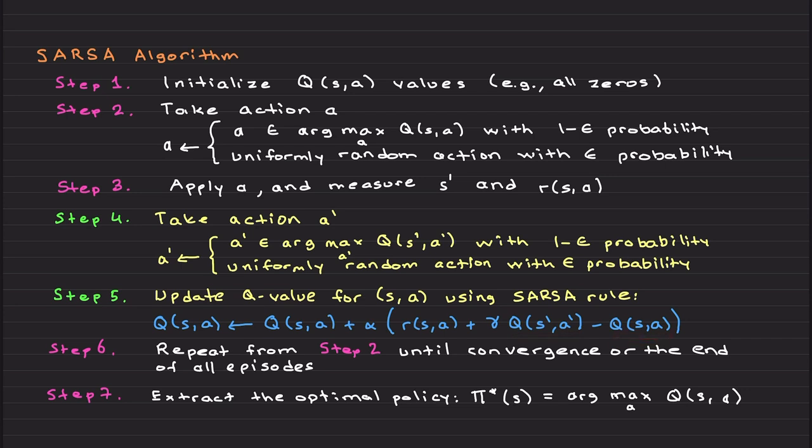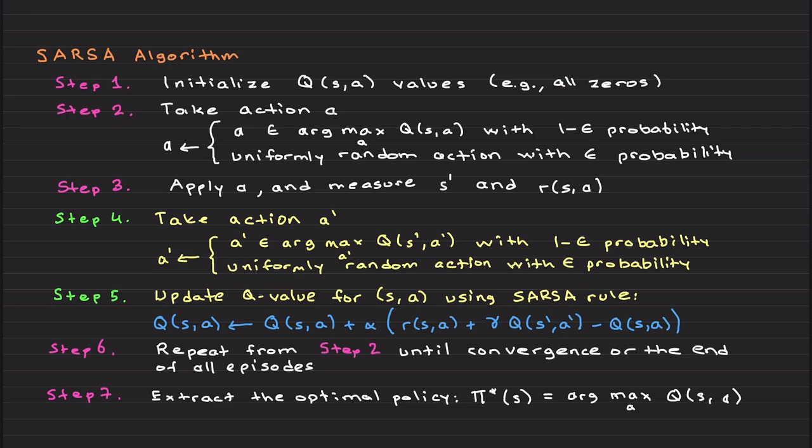And basically we repeat steps 2 to 5 until Q values converge or until the end of all episodes. And again, we introduced the notion of an episode.